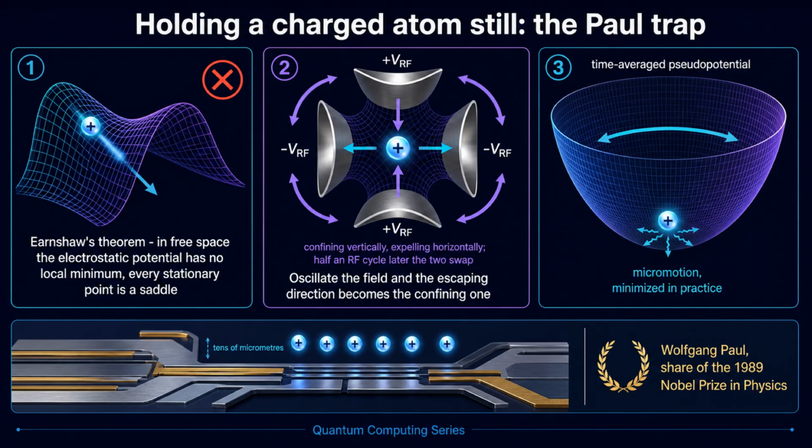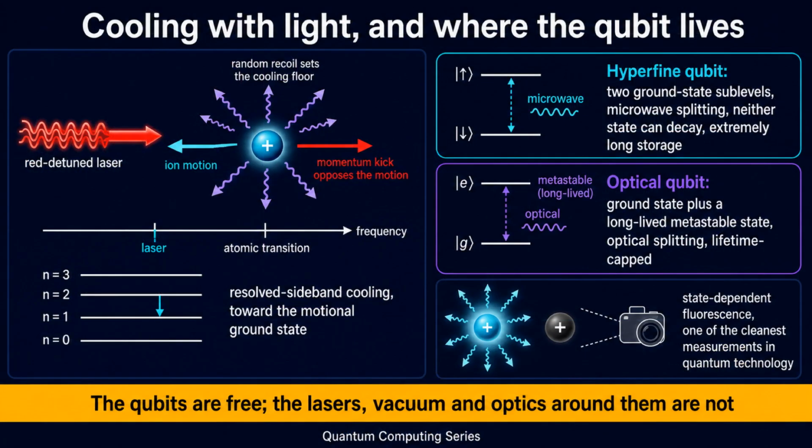The Paul trap, recognized with a share of the 1989 Nobel Prize in Physics, adds time. Oscillate the voltage, and the escaping direction becomes the confining one before the ion can leave. Averaged over that fast oscillation, the ion sits in a genuine bowl, the pseudopotential. A trap holds the ion in a region, but a hot ion rattles around inside it with far too much energy for the gates we are about to describe.